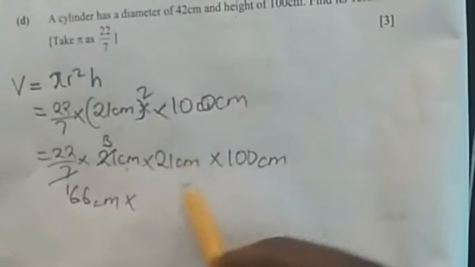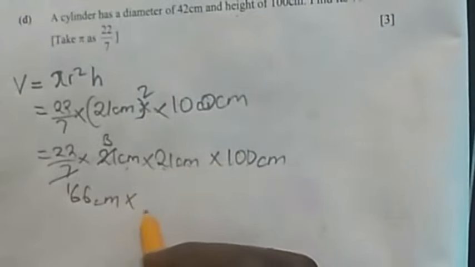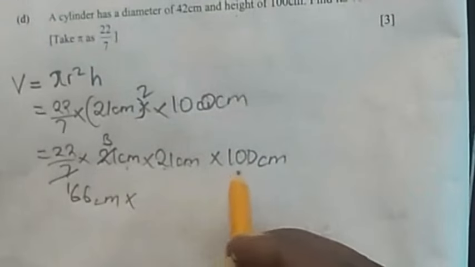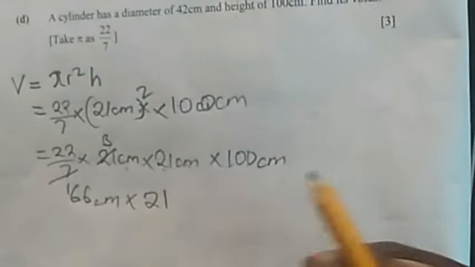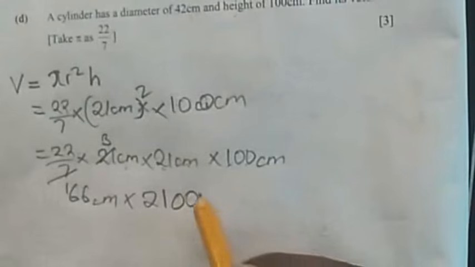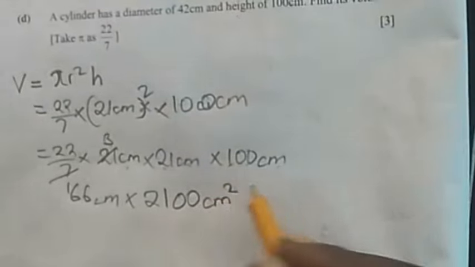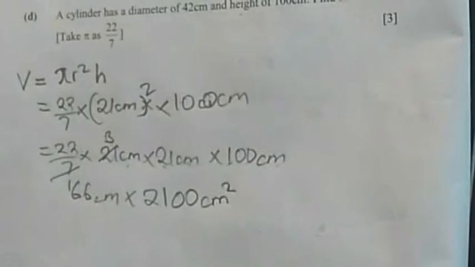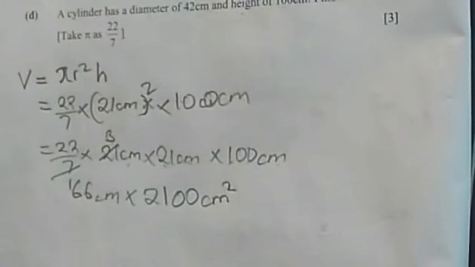So 21 centimeter times 100 will give us, I will consider just 1 times 21 will give us 21. Then how many zeros did we ignore? 2, so it's going to be like that. Then centimeter times centimeter will give us centimeter squared. Okay, so we have come up with 66 centimeter times 21 times 2100 centimeter squared.